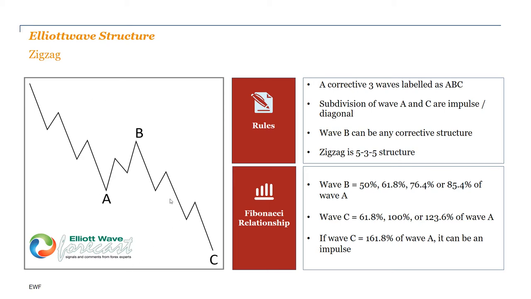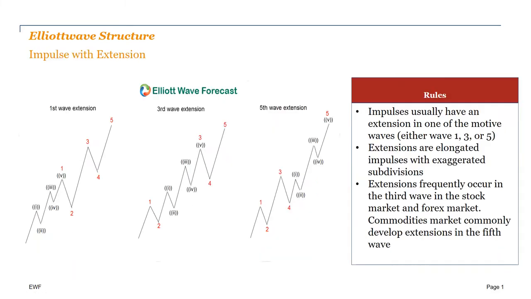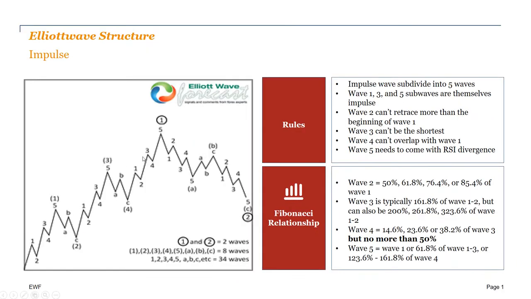So again, to give you a review of an impulse, this is an impulsive structure right here. Let's take a look. This is an impulsive structure, and we have this with 1, 2, 3, 4, and then 5. The subdivision here is very similar to the ABC zigzag until the third leg. We can see that there are 5 waves, 3 waves, and then another 5 waves. So 1, 2, 3, 4, 5. So this is also a 5, 3, 5. So the way you know whether this is an ABC or a 1, 2, 3 with 4 and 5 coming is whether the third leg is extended or not, right?